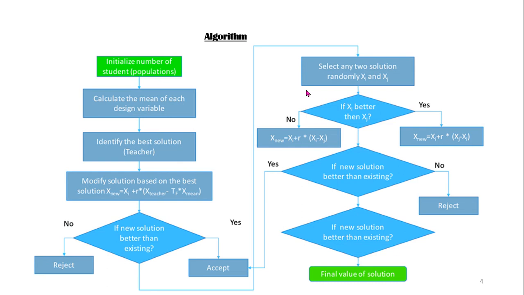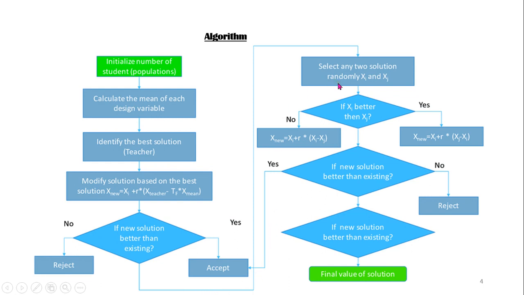So this is the flowchart of this algorithm. Initialize the number of students, or population, calculate the mean of the decision variables, and identify the best solution as the best teacher, and modify the solution based on this equation. If the new solution is better than the existing one, and the condition is true, then accept it. If the condition is false, then reject it and go for the learner phase.